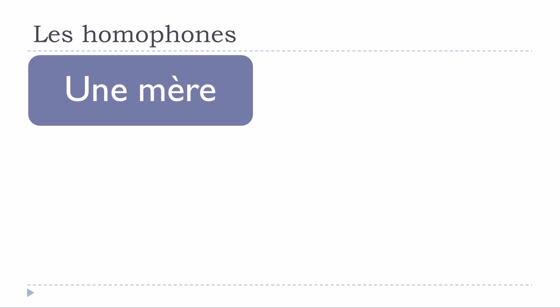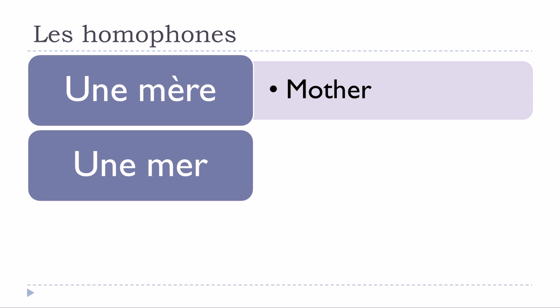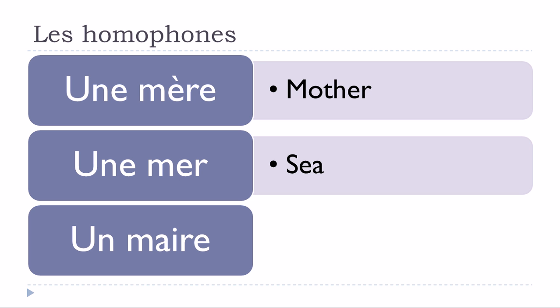Une mère. Un maire. Alright, so mère, mère, mère. In both cases, here you've got the feminine form and then here it's masculine. Of course it could be feminine as well because maire can be ladies as well.